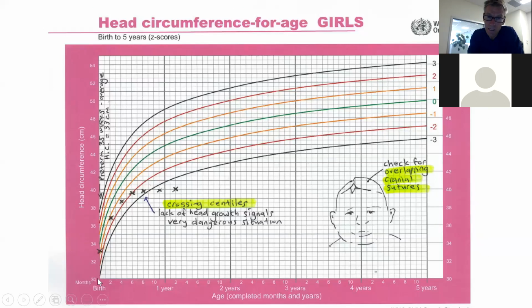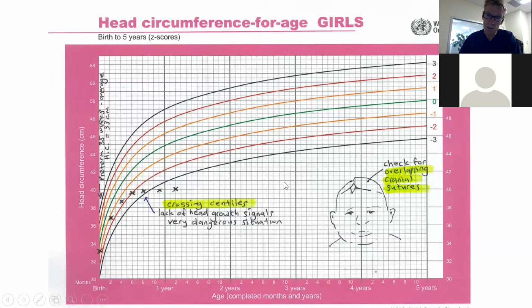We should be measuring head circumference more often, because sometimes that can give you again a red flag to failure to thrive and also developmental problems. And this child, this was a small girl who had head circumference measured, but you can see somewhere around about 8 months of age, she was crossing centiles with her head circumference. A lack of head growth really signals a very dangerous situation, and so we should try to measure head circumference whenever we do the other anthropometrics.